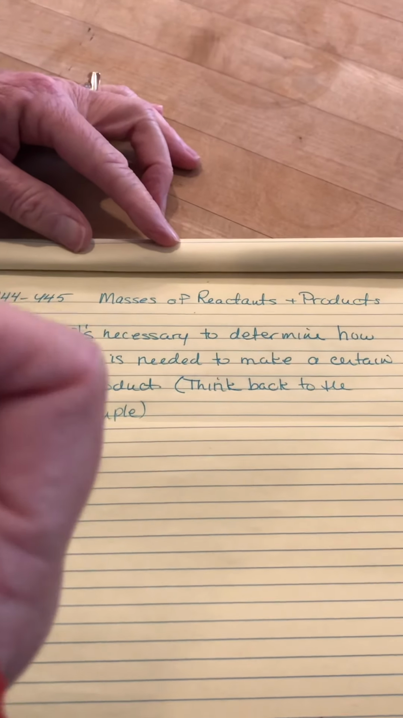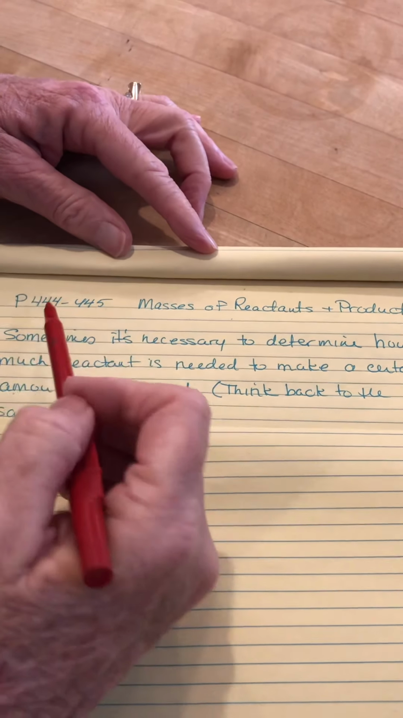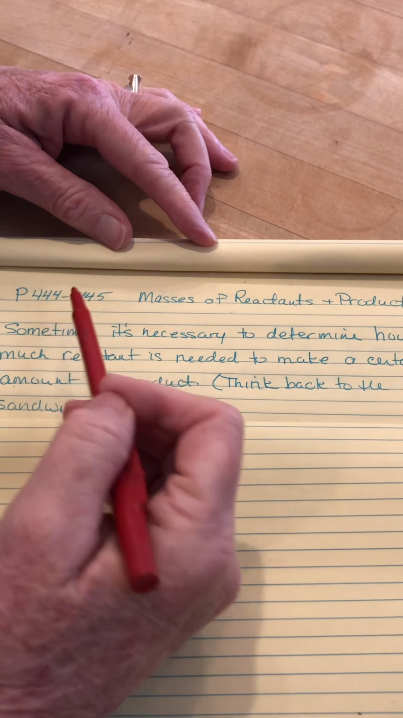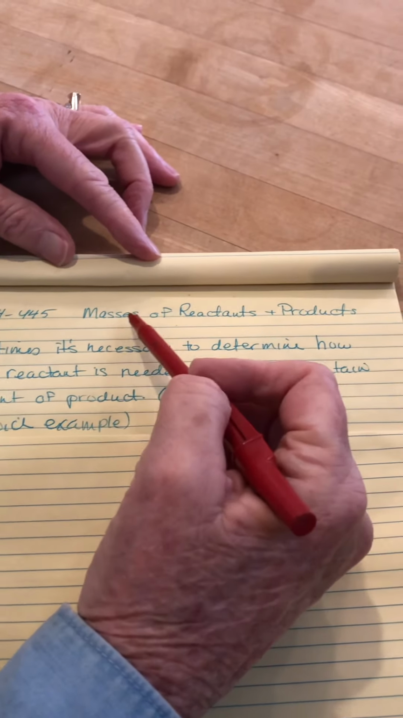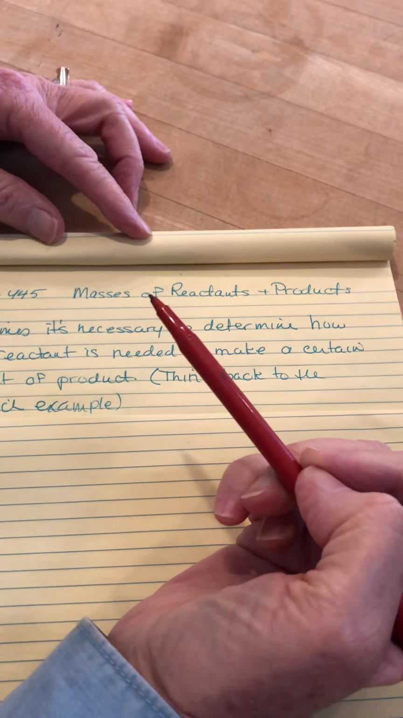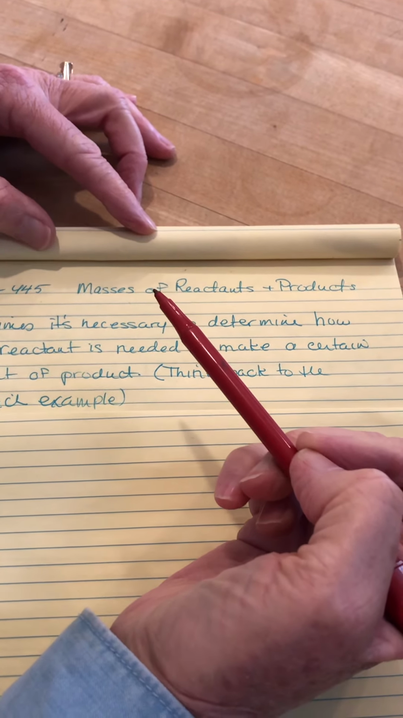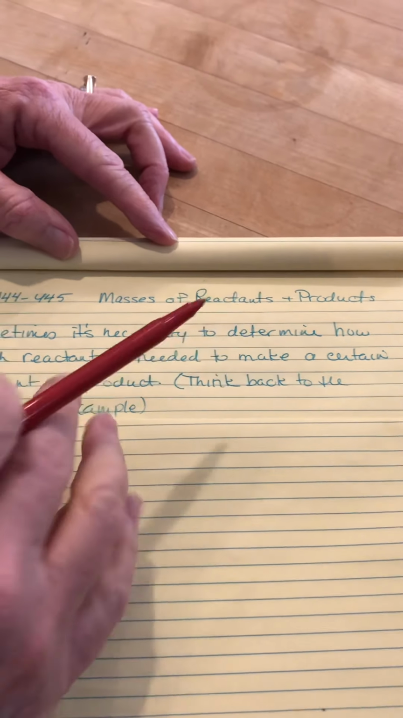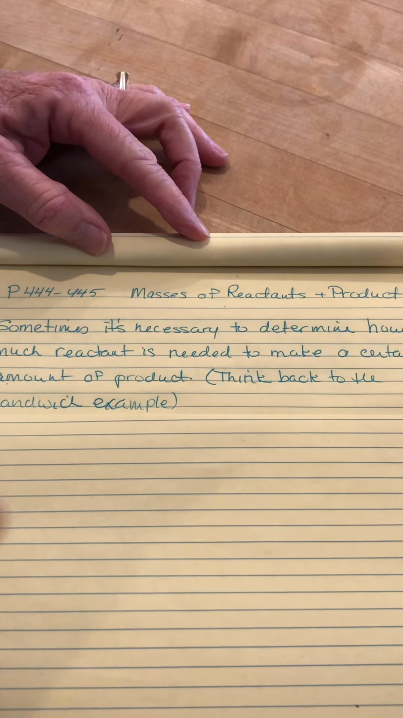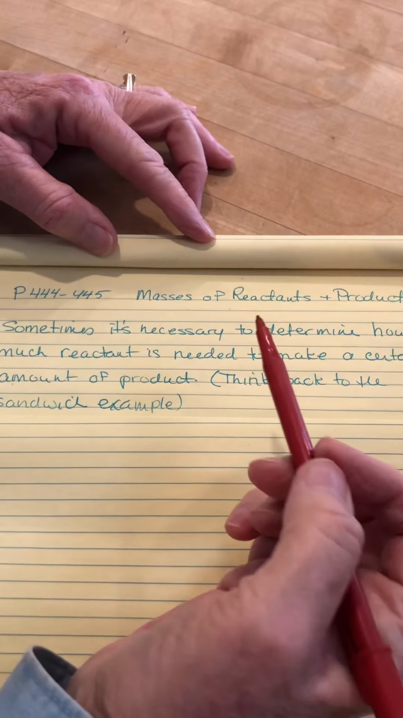Okay, so today we're going to look at some stuff that's only a box on pages 444 to 445 of your textbook. It talks about masses of reactants and products. If you were taking a chemistry class, this would be called stoichiometry. But we're not going to call it that. Okay, and we've already talked about turkey sandwiches, and everybody seemed to understand the turkey sandwiches.